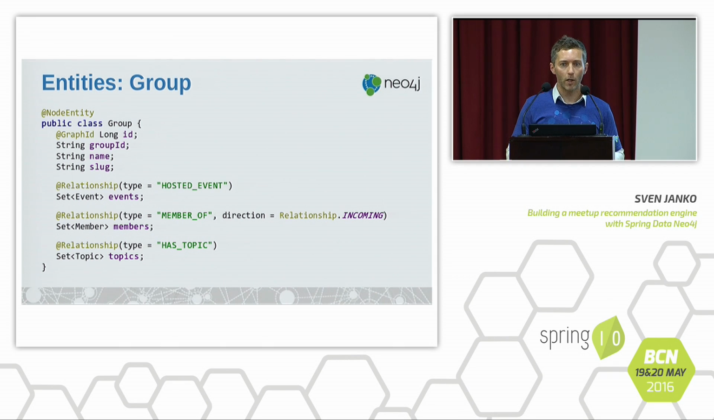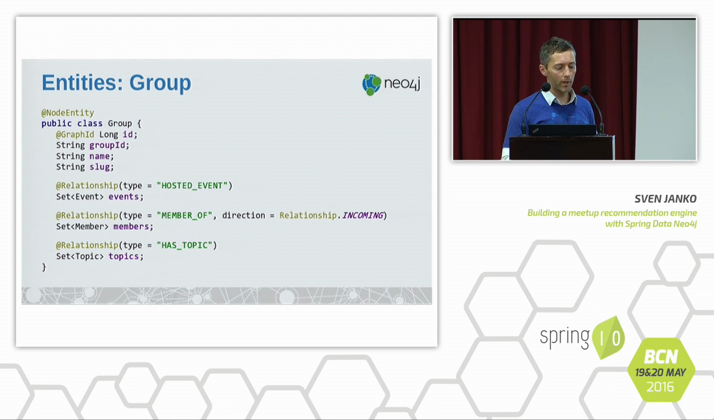This is why we need to annotate the graph ID to the long ID variable here. And then we are defining all the properties which we had on our node. So a group has a group ID. Well, that's our group ID interpretation. And then it also has a name and, let's say, a slug, for example. And then we need to define which relationships are coming in and going out from that node.